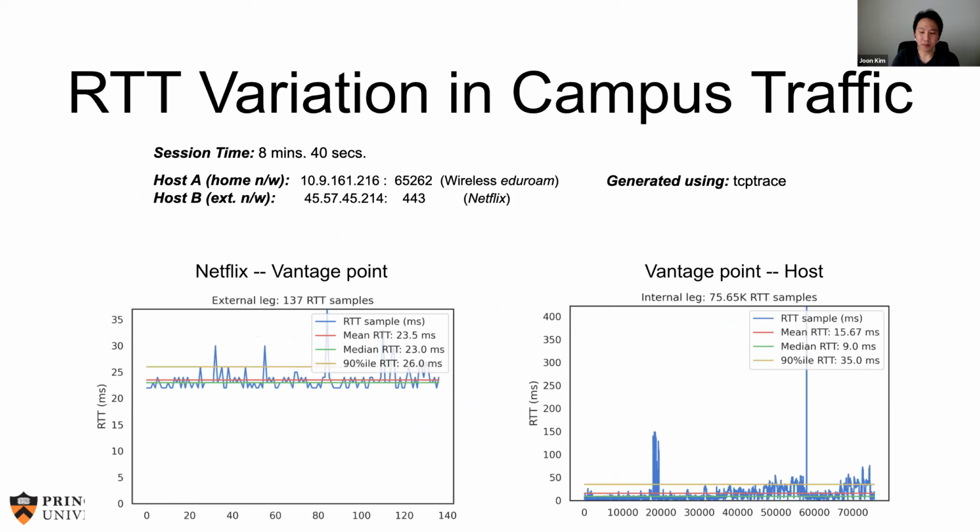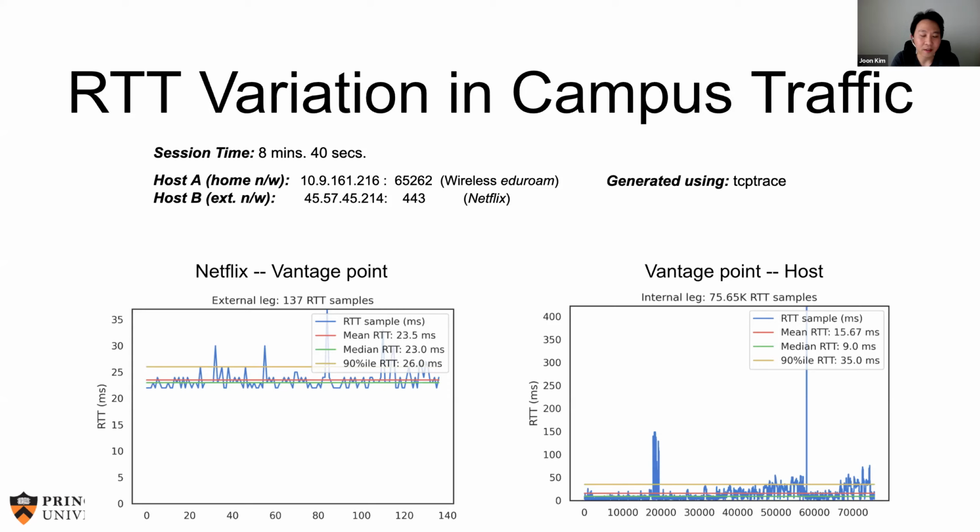Just to give a bit more motivation, we did some analysis using a tool called TCP trace. So this is offline stuff, right? Just to see, is there a variation on campus traffic? This is actually an analysis done against our campus traffic capture, and it was done with the local host, which is 10.9, an anonymized IP address of course, talking to Netflix.